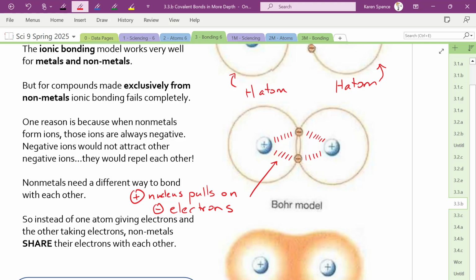Does that make sense? Metals are terrible at pulling on electrons. So if a metal's around, it's like, here, just take my electron. But if you get a non-metal and a non-metal together, they're both trying to pull on the electrons, and so they end up sharing.